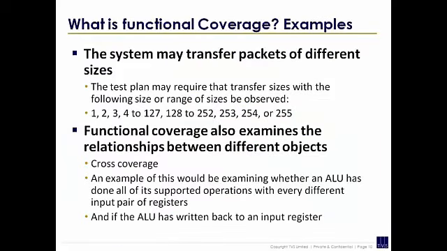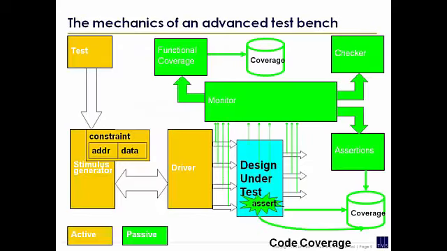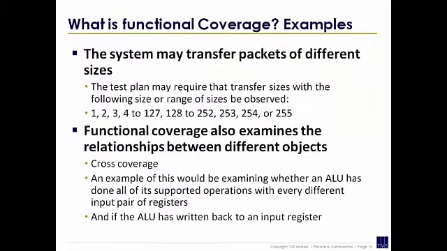So what is functional coverage? Here's an example. The system may transfer packets of different sizes, and the following size or range of sizes may be observed. If you've done some equivalence partitioning or boundary value analysis, you might think: I want sizes of 1, 2, 3, 4 to 127, 128 to 252, 253, 254, 255. You can take those, we call these buckets, and as this monitors, it passes to the functional coverage, and the functional coverage will say, have I seen all of these values? 1, 2, 3, any value in 4 to 127, any value in 128 to 252, and each of the remaining values. It will look for those values.